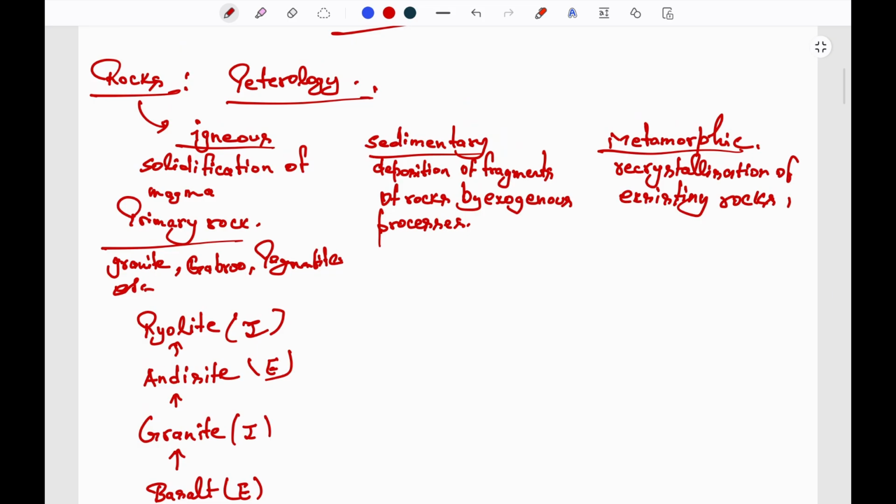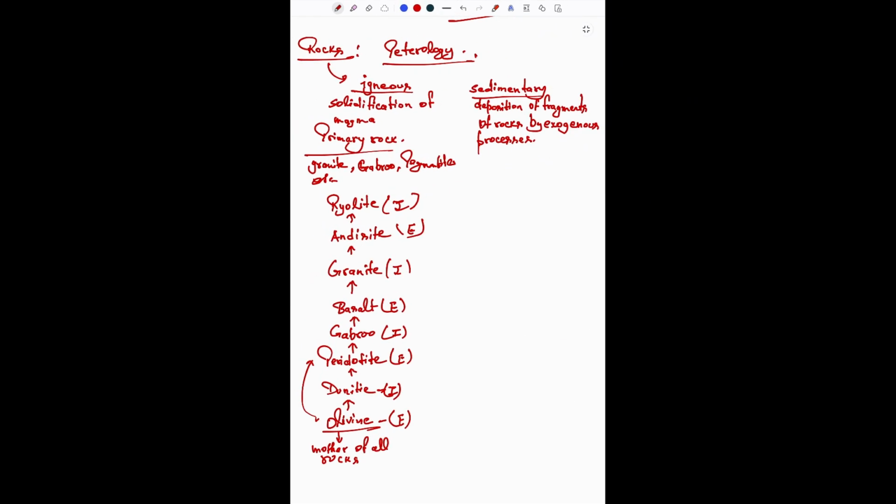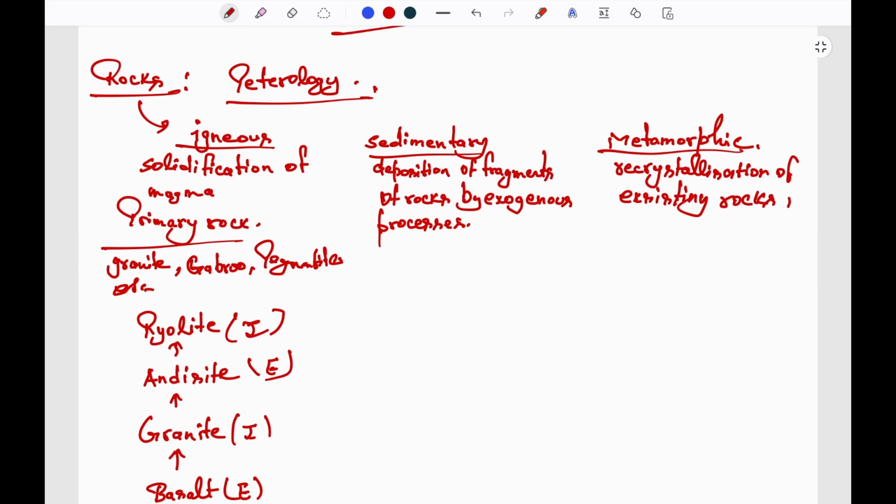Now moving on to the sedimentary rocks. So these are formed by mainly the denudational agents or the erosional agents. We will learn them in upcoming chapters. So these deposits are solidified into one form, and this process is known as lithification.